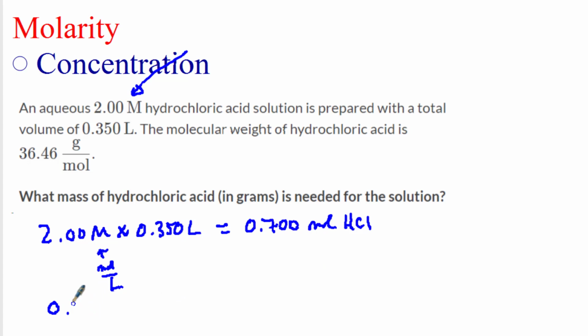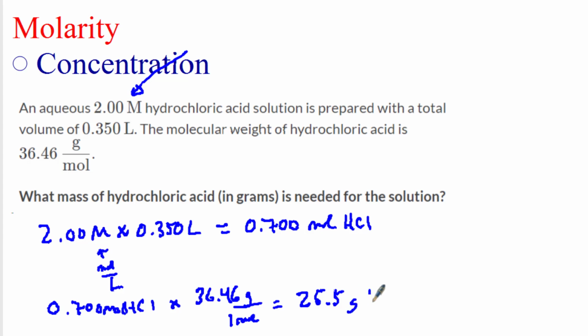Then we have 0.700 moles of HCl, and we can multiply by the molar mass of 36.46 grams for every 1 mole of HCl. So when we multiply that, we end up getting 25.5 grams of HCl. So that is how many grams of HCl you would need in 350 milliliters, or 0.35 liters of water, to make a 2 molar hydrochloric acid solution, 25.5 grams of HCl.